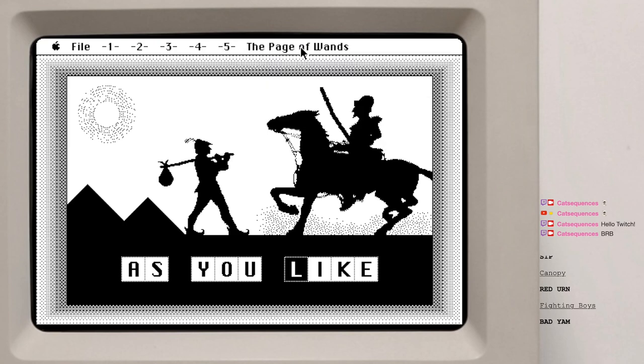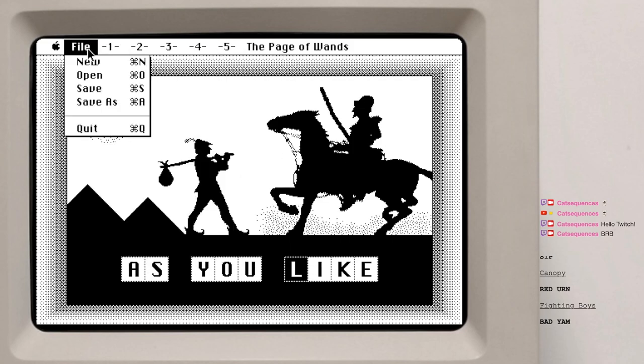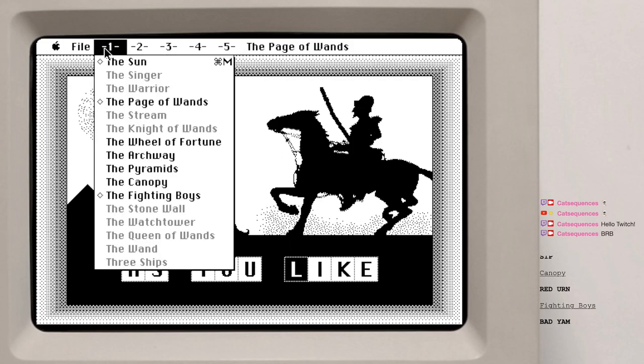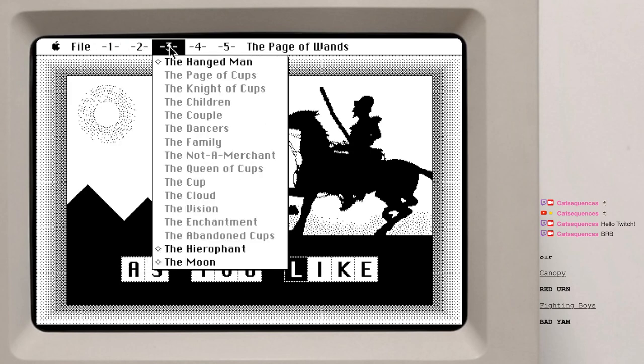And in what order would you do them? Because I don't know how you would read the picture if there were hidden ones there. Alright, so at the moment we're at an impasse with the Page of Wands and the Fighting Boys. So let's try the Hanged Man.